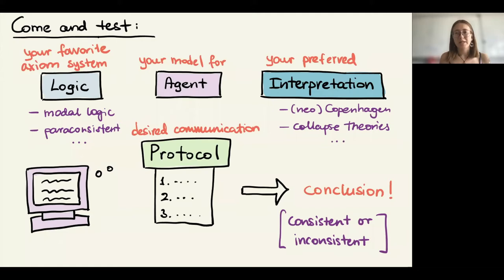Currently we have implemented two, which are Neo-Copenhagen and collapse theories, but we invite representatives of all interpretations to implement your favorite interpretation and test it on our software. And then you can also input not only FR, but any desired communication protocol, and the software will tell you whether it's consistent or not, whether your guess for the set of assumptions is consistent or not.